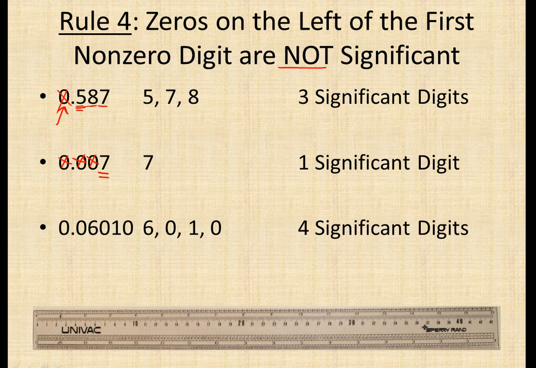Finally, we have a 6, a 0, a 1, and a 0. So our 6 is our first non-zero. We have another non-zero digit, this 0 is between, so this is significant, and this is one of our trailing zeros. So this is like rule 1, rule 2, rule 3, and then rule 4 says that these are not significant because they are to the left of the first non-zero digit. So we should have 4 significant digits.